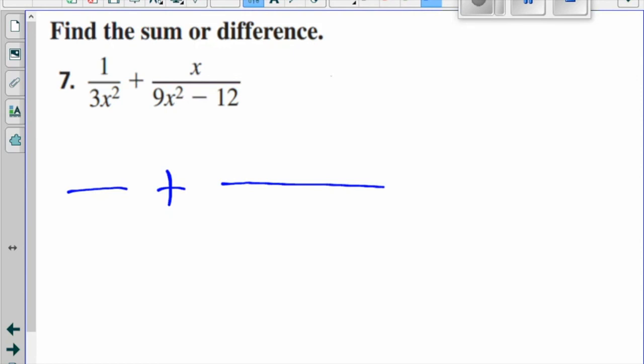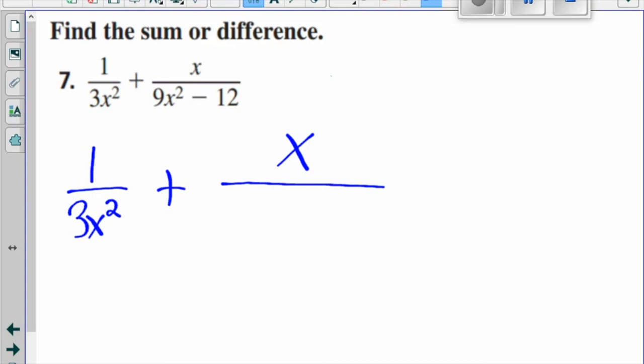So when we look at these two here, well, again, we're not doing anything to the numerators. We're not going to factor. We're just going to leave them alone. Now we can look at the denominators. Well, 3x squared is one term. There's no way to simplify it down. That wouldn't be helpful. So we have that there.